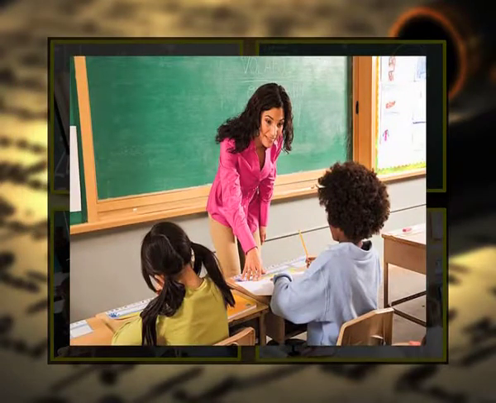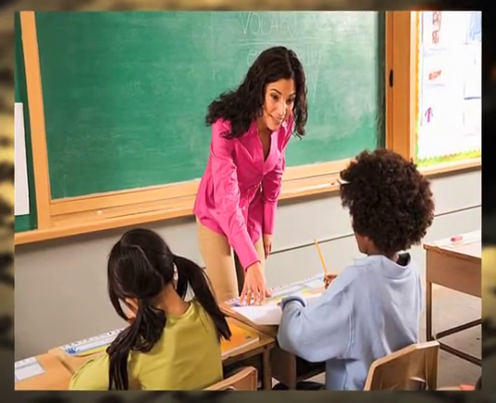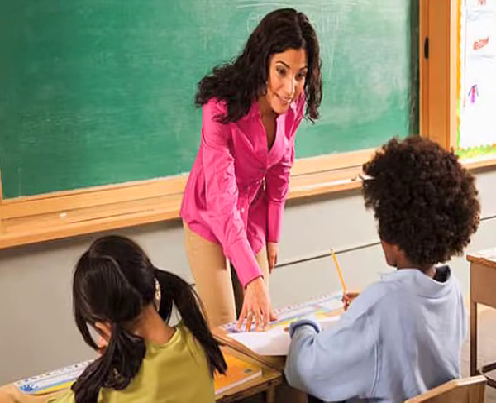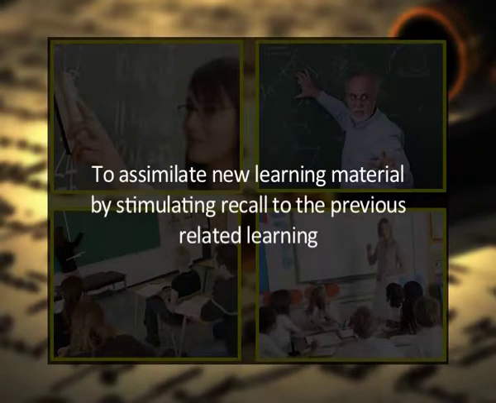While discussing these phases of learning, Gagne pointed out the different instructional events, in hierarchical order, that take place in the process of instruction. Accordingly, Gagne's theory of instruction planned the instructional strategy adopted by the teacher through steps like the following. First, get the students motivated to learn. It can be done by creating students' interest in the learning task. Informing the learner about the learning outcomes or objectives to be attained may prove to be a good motivating force. Make students attend to the presented learning material. Assimilate new learning material by stimulating recall of the previous related learning.